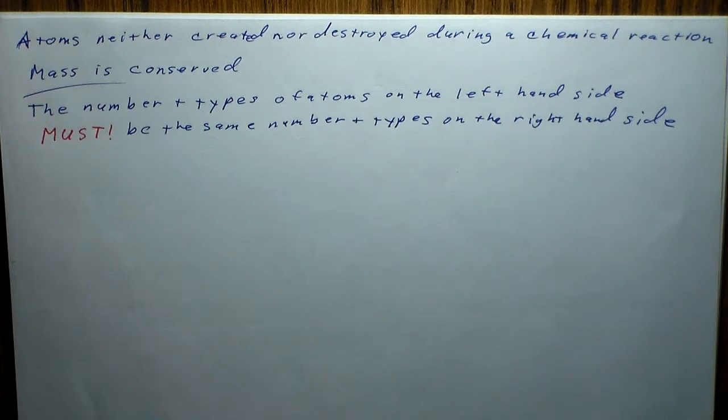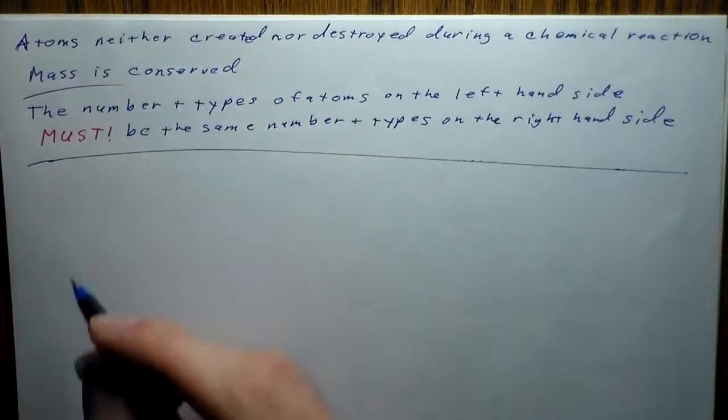You're still going to have the same atoms, they're just going to be connected to different things, but there is no destroying of matter. If there was, that would be a nuclear reaction, and that is not what we are dealing with here. So the way we write out chemical reactions is like this.